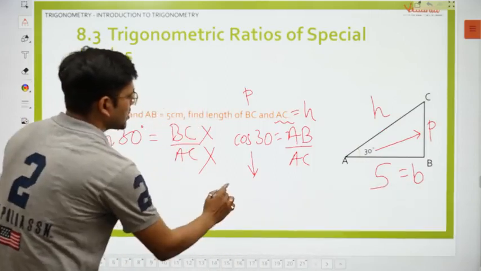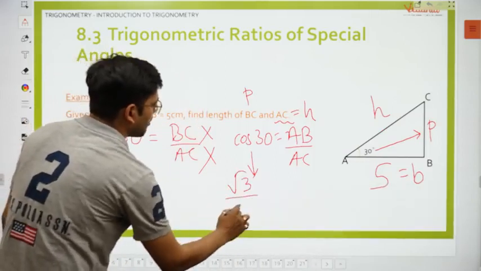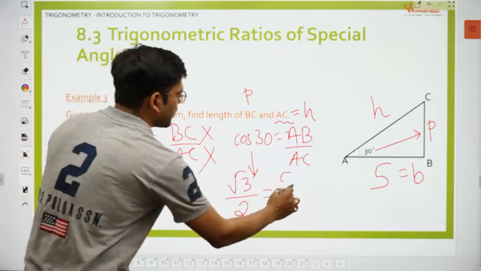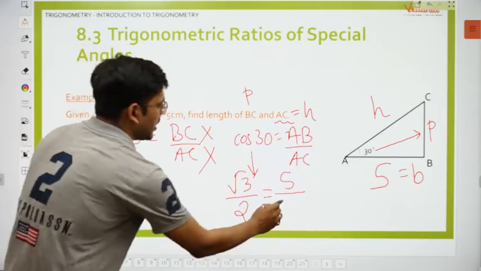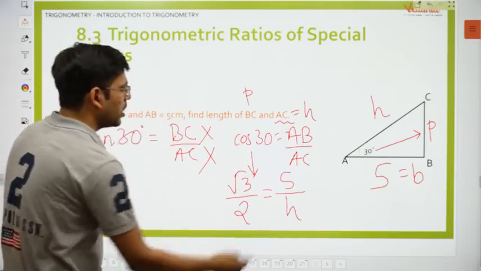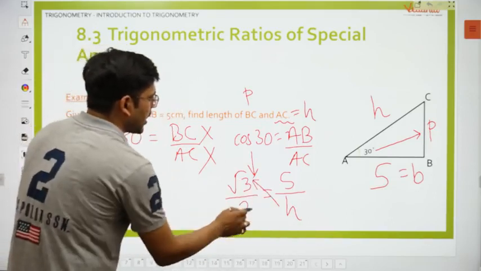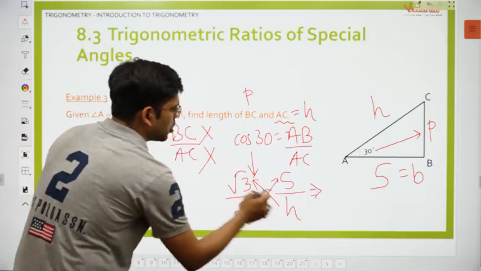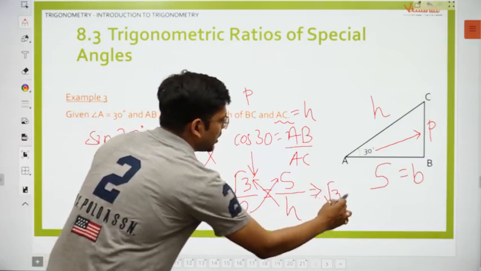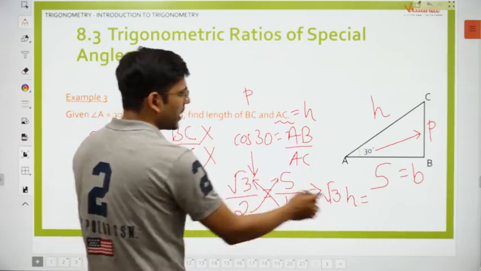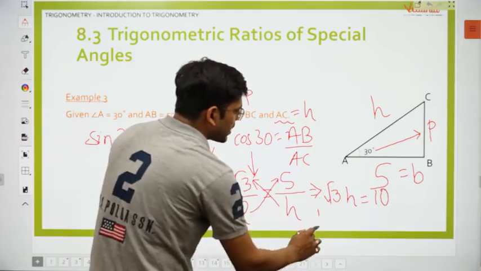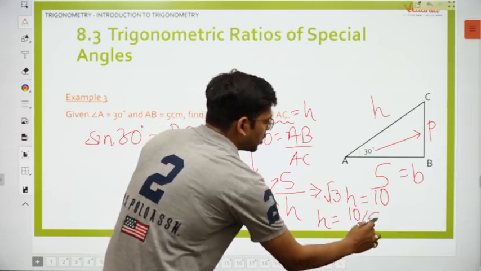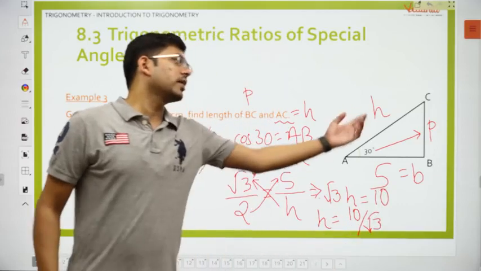Cos 30, which is root 3 upon 2, is equal to AB upon AC. AB is 5, AC is H, I don't know it. Okay, cross multiply. 2 5s are 10. So root 3 times H is equal to 10, and then H becomes 10 upon root 3. So you've got the answer AC.